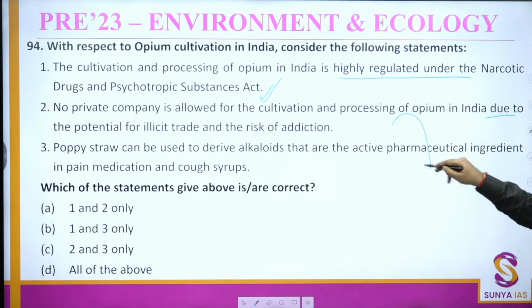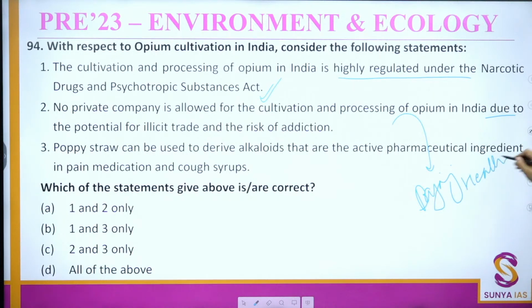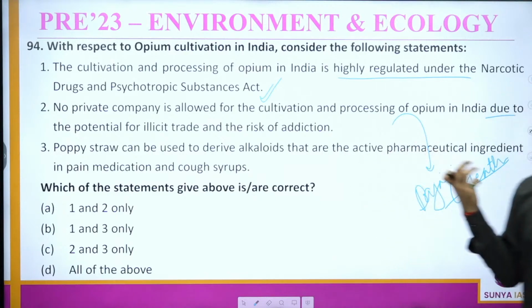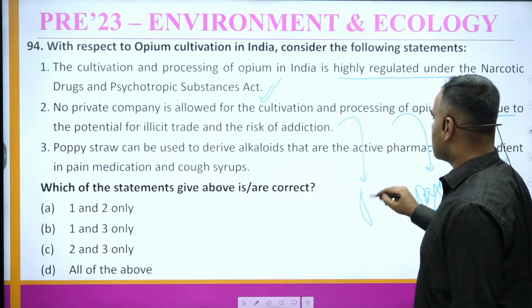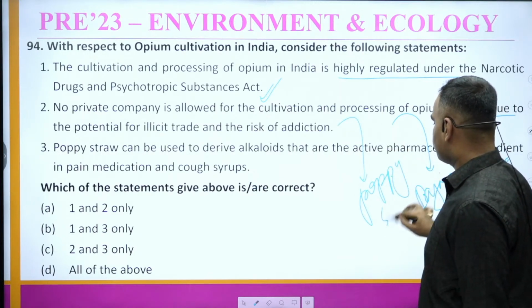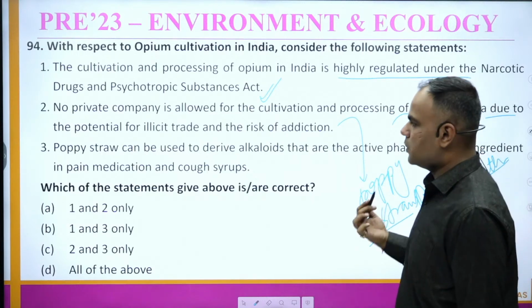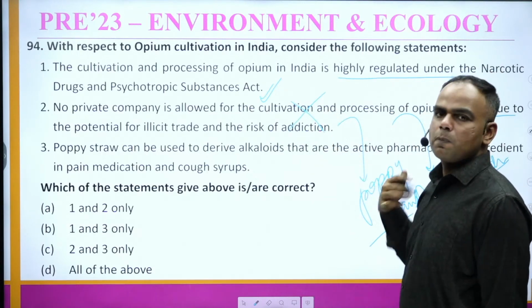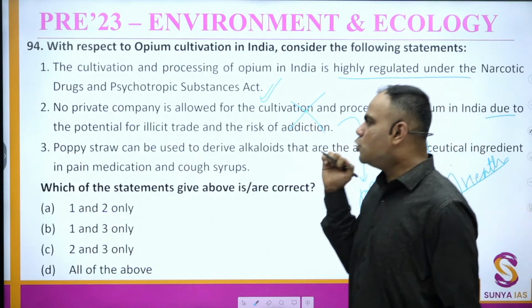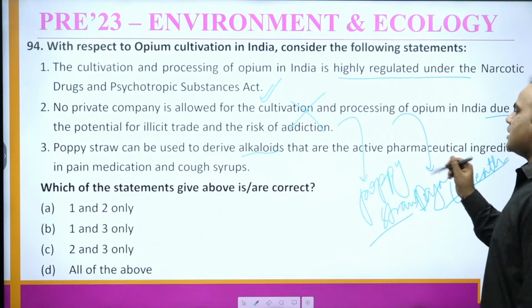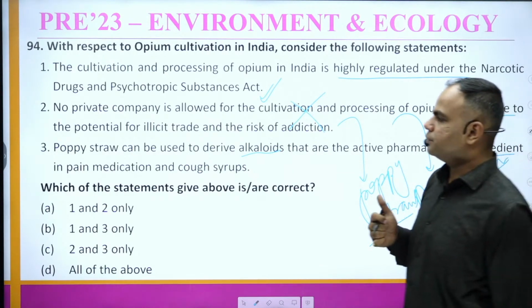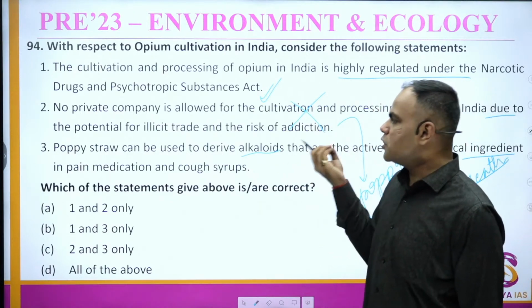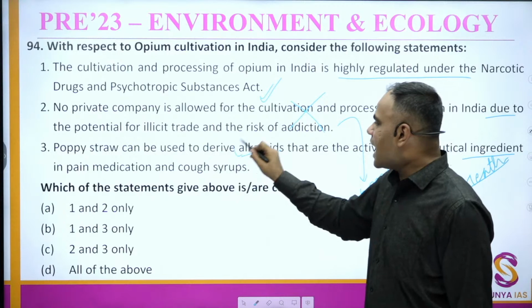In fact, if you have read about Bajaj Healthcare, by the way, this has now been opened up to the private sector, and Bajaj Healthcare has become the first company to win this particular tender for cultivation of poppy straw. We are talking of Bajaj Healthcare. So statement 2 becomes wrong because of this. Third statement: poppy straw can be used to derive alkaloids that are active pharmaceutical ingredients in pain medication and cough syrups. This is true, that these poppy straws can be used to derive these alkaloids.